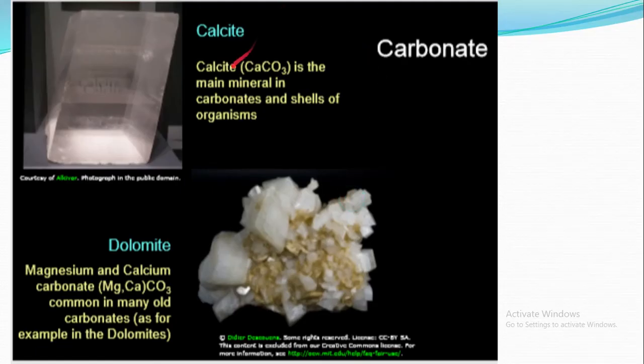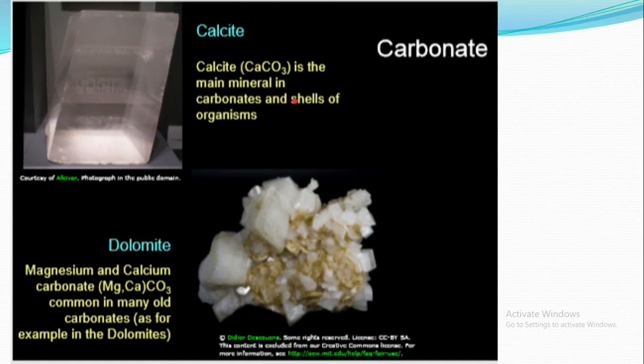Okay, so one is calcite, that is carbonate. Calcite is a non-silicate mineral which makes up the carbonate rocks. There is limestone, which is composed of calcite. Marble is composed of calcite. Limestone is a sedimentary rock. Marble is a metamorphic rock. So both are from the calcite.